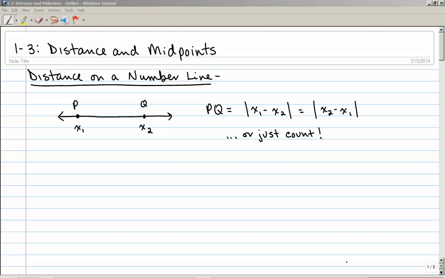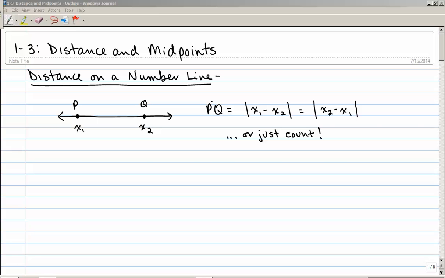Section 1.3 is on distance and midpoints. First thing we're going to take a look at is distance on a number line. So here we have a number line, and we have 2 points on it. This one's labeled P, and this one is labeled Q. And x1 and x2 would be like numbers, so maybe like a -7 and a +3.